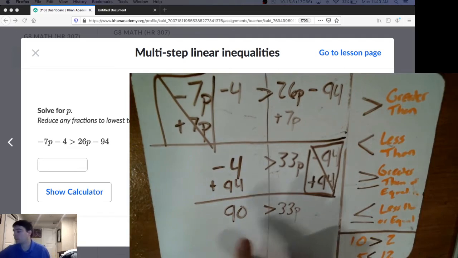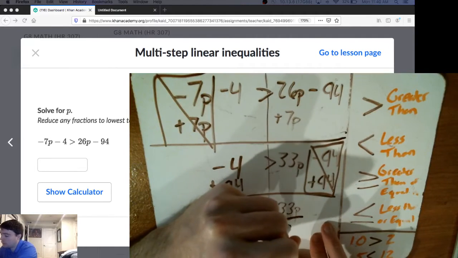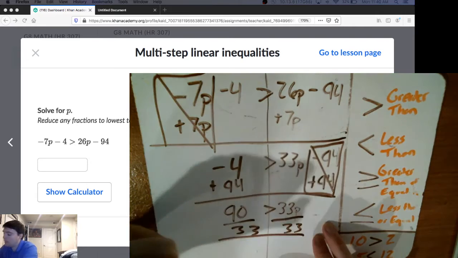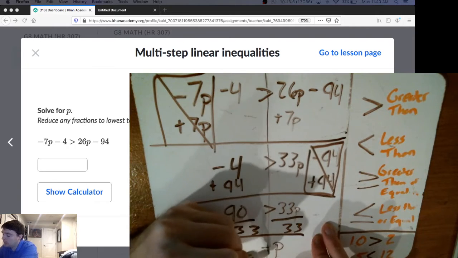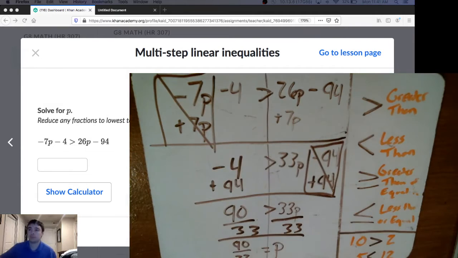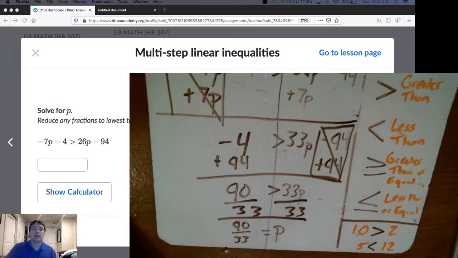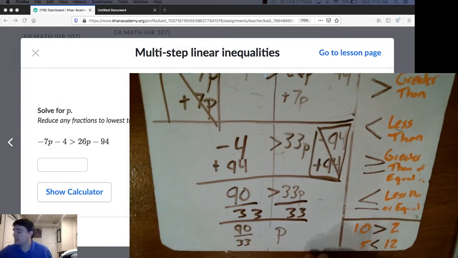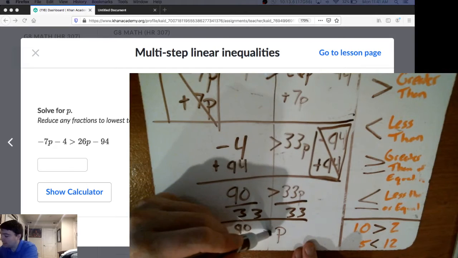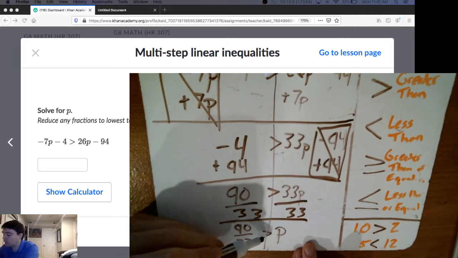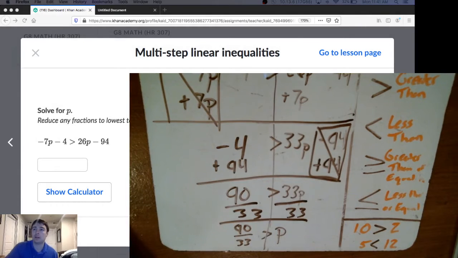I'm going to divide both sides of the equation by the coefficient. I want to get rid of the multiply by 33, so I divide by 33. And now I get p is equal to 90 divided by 33. Oh, I messed up there, my fault. This is an inequality, so this inequality sign comes down. We didn't divide by a negative number, so that's still going to say 90 over 33 is greater than p. So I'm going to put that in here.